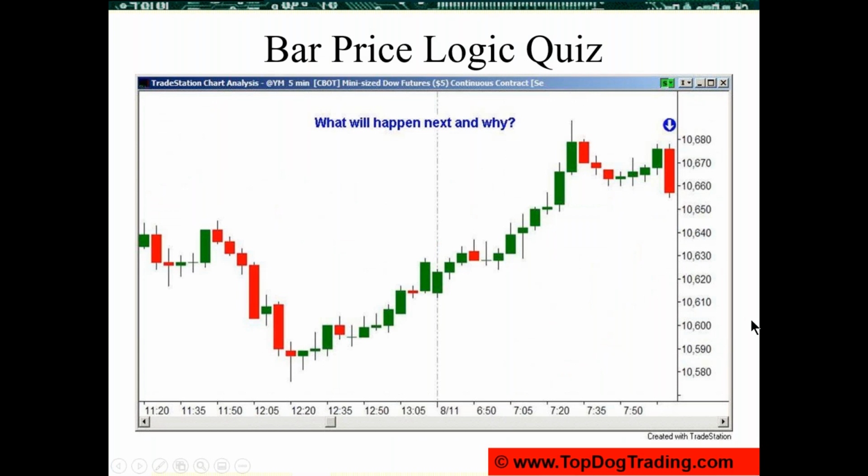All right, what about this one? Now, this one's a little easier. Go ahead, type in what you think is going to happen next. And let's add another element here. Why? Pretend that you're, because if you just guess what's going to happen next, up or down, that's 50-50.